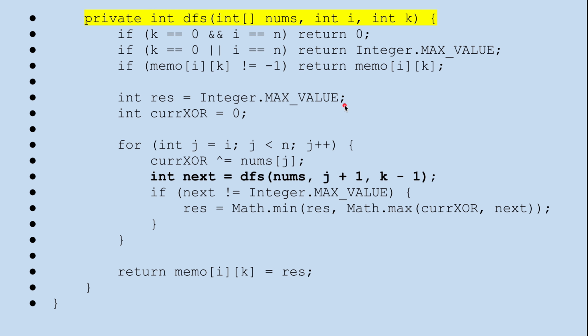Then we have res, which will be Integer.MAX_VALUE, because we find the minimum, so we take the infinite value here. You will get Math.min of res and Math.max. You will find the XOR value and the next value. How do we get the next? From DFS of nums, j+1, k-1, and you know how the XOR operation works. All this loop will start from i up to n, so for each index you will get the possible subarrays.